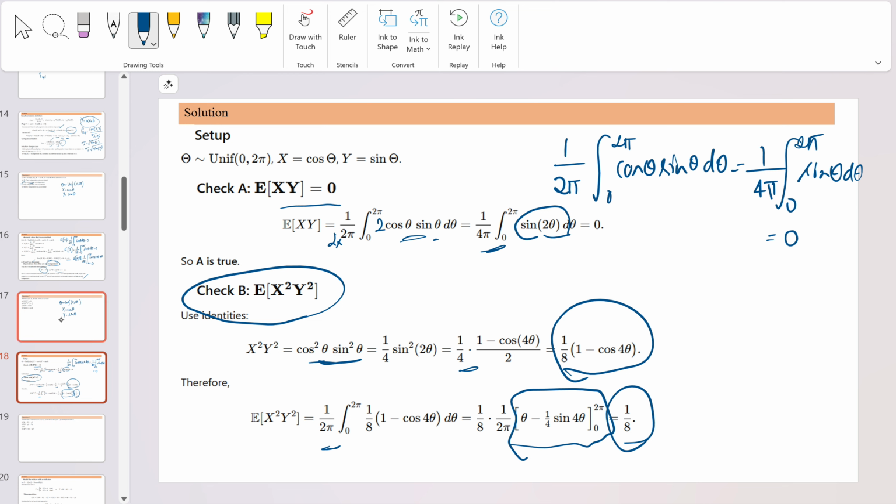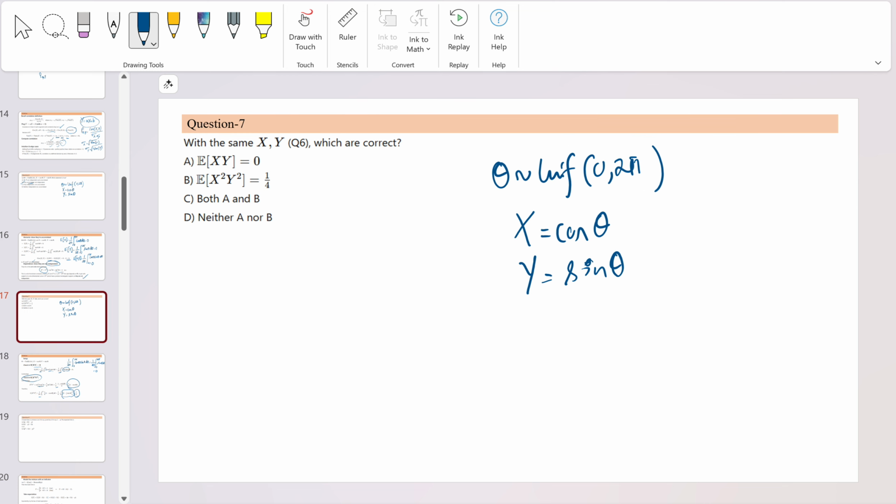Okay, so when you see the options, option 1 is actually correct, not b, because it is coming out to be 1 by 8. So option a is actually correct.